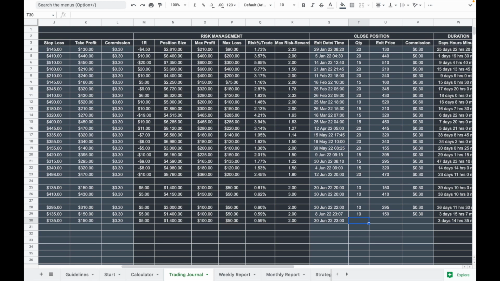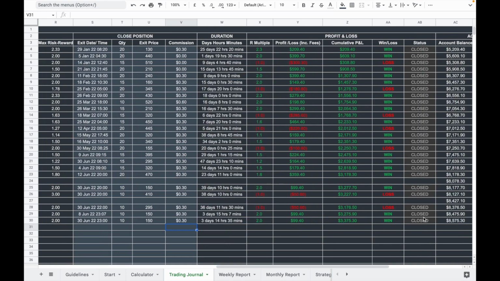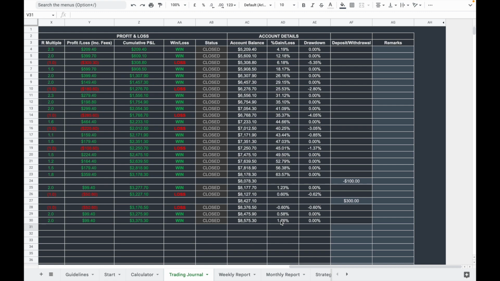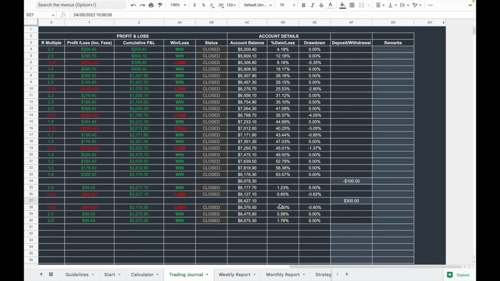Input the number of shares you bought or sold when closing the trade, the exit price, and the commission. After keying the trade details for closing the position, the spreadsheet will automatically calculate the total trade duration in days, hours, and minutes, total R multiple gain, profit and loss, account balance, percentage gain or loss, and the amount of account drawdown. When you deposit or withdraw funds into your trading account, remember to put a dash in the trade number column and the date of funds deposit or withdrawal, then the amount of money you deposit or withdraw in the deposit or withdrawal column.